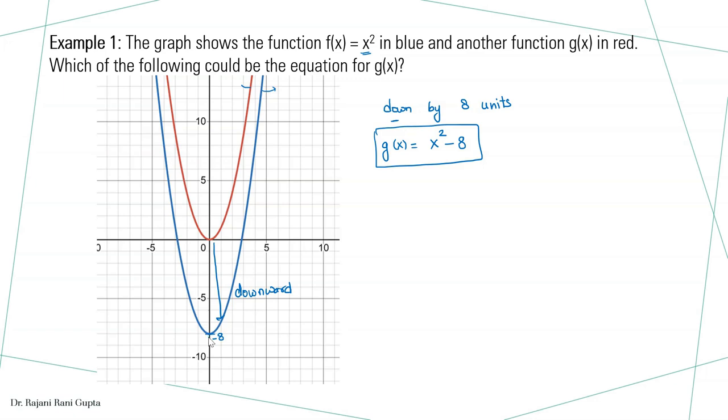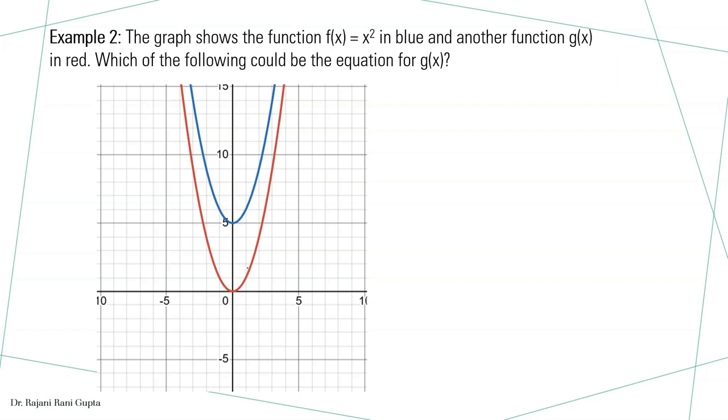Let's take another example. This is your original function and this is the moved function. So what you see here, it moved up. It moved up by how many units? 5 units, correct? So upward movement by 5 units.